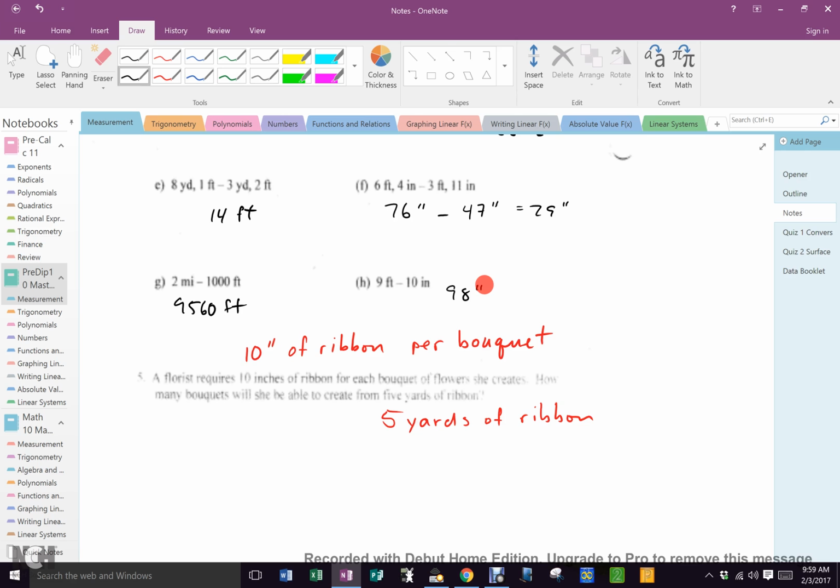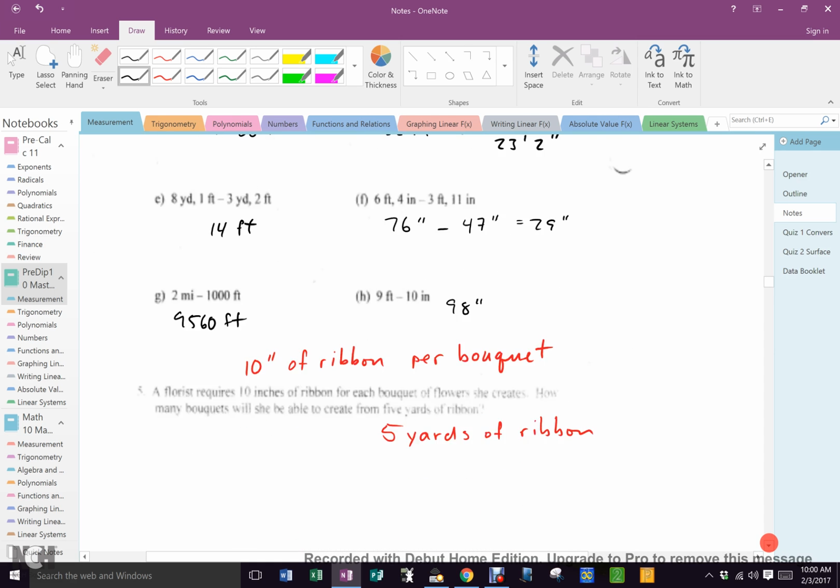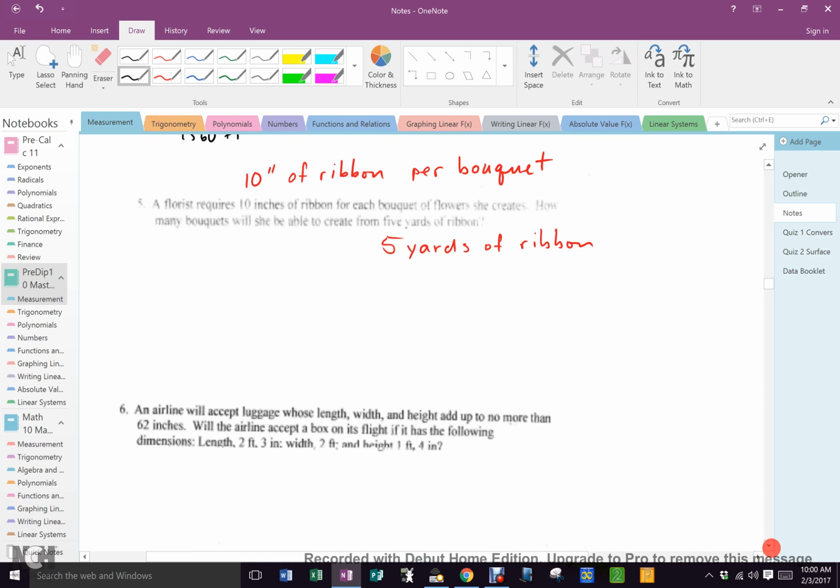All right, the florist. This is one of those questions that messes with you if you don't do it right. So what did you do for this question? There's 5 yards of ribbon, 10 inches per bouquet. What do you do? Priyanka. So you did 5 times 36 to get inches, which is 180, yes? And then I divided that by 10. Uh-huh. And then you get 18 bouquets. Everybody happy? Easy peasy.